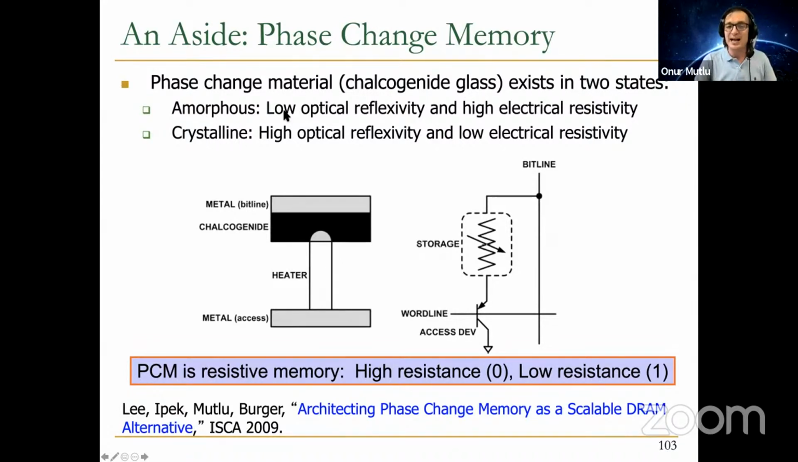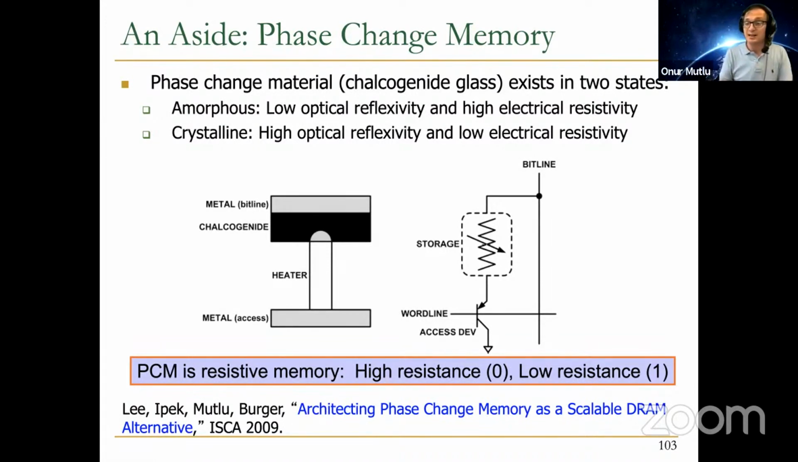And the way you read data out of this is really interesting. Basically, amorphous state has low optical reflexivity and high electrical resistivity. And crystalline state has high optical reflexivity and low electrical resistivity. So you can read data in two ways. You can optically read data by shining light on this thing and figuring out the reflections, or by passing current and determining the resistance through this device. So there are two ways of reading. And both ways of reading are used, except the optical reflexivity way of reading is used in rewritable CDs. Rewritable CDs actually use phase change material, but these are old. Maybe none of you actually use rewritable CDs, but that's a very slow reading process.